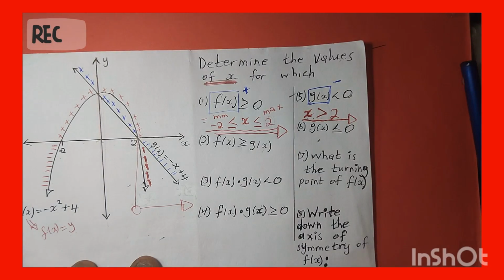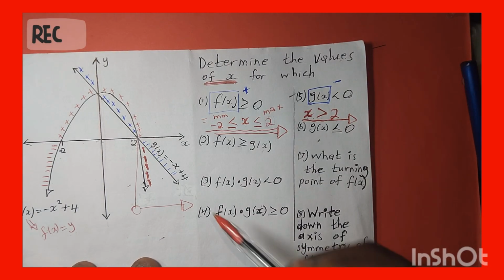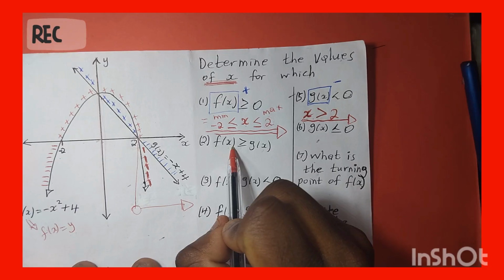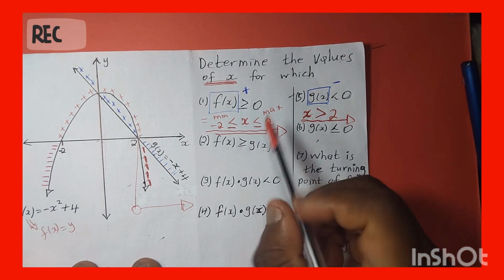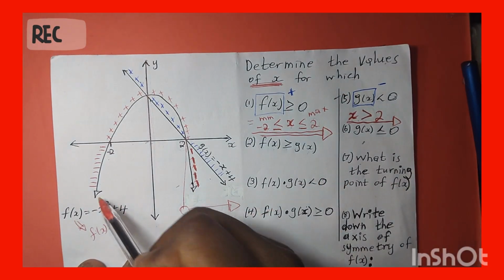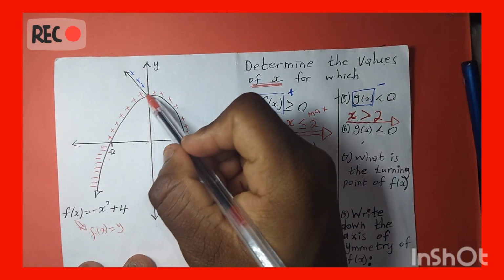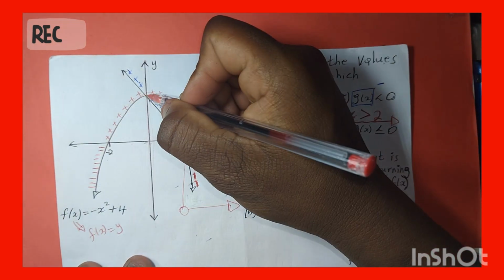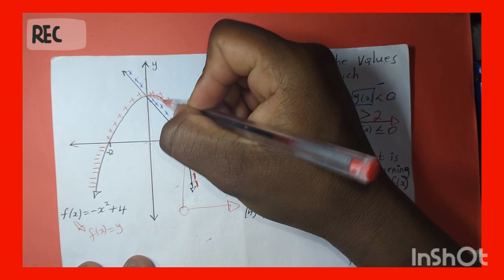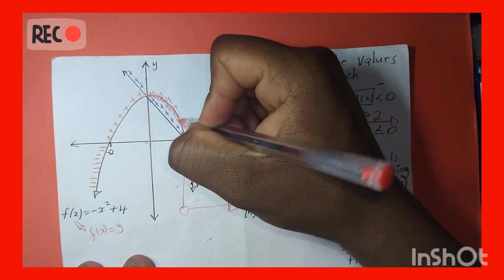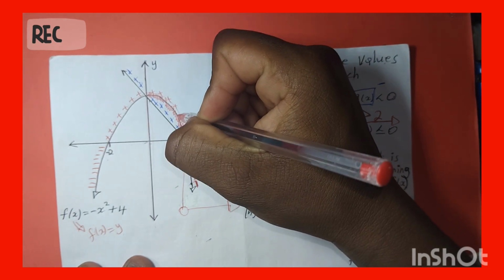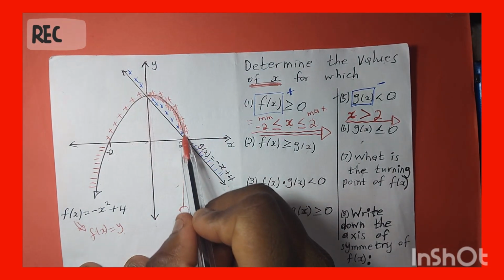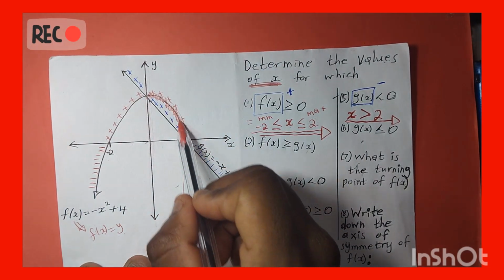So let's try to check it on our diagram. f of x is above g of x. Where is f of x? f of x is this graph. It's a parabola. A parabola, guys, starting from here, it is above g of x. If you notice, that graph there is above g of x.